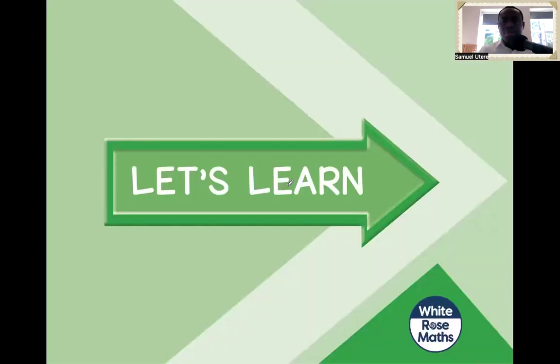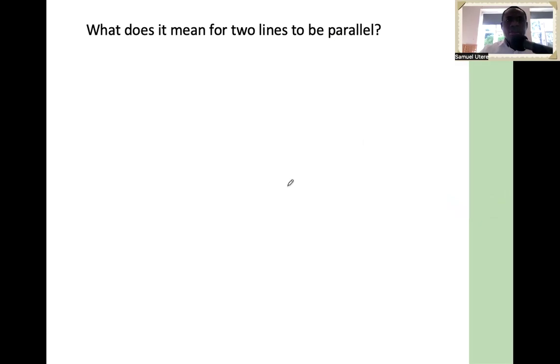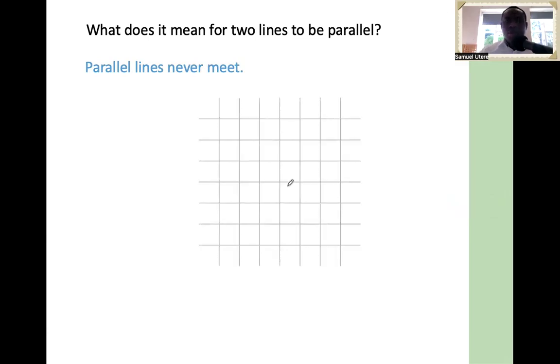All right, let's do some new learning for today's lesson. What does it mean for two lines to be parallel? Well, it means the lines will never meet. So parallel lines never meet. We're going to look at some parallel lines using this grid. Here is our first one. If we continue to draw these lines, even in an extended grid, the lines will not meet.